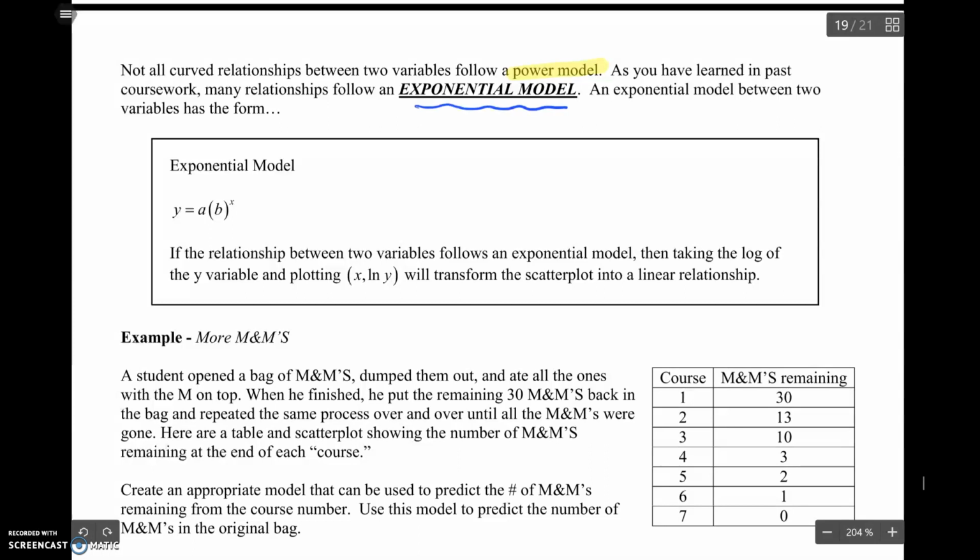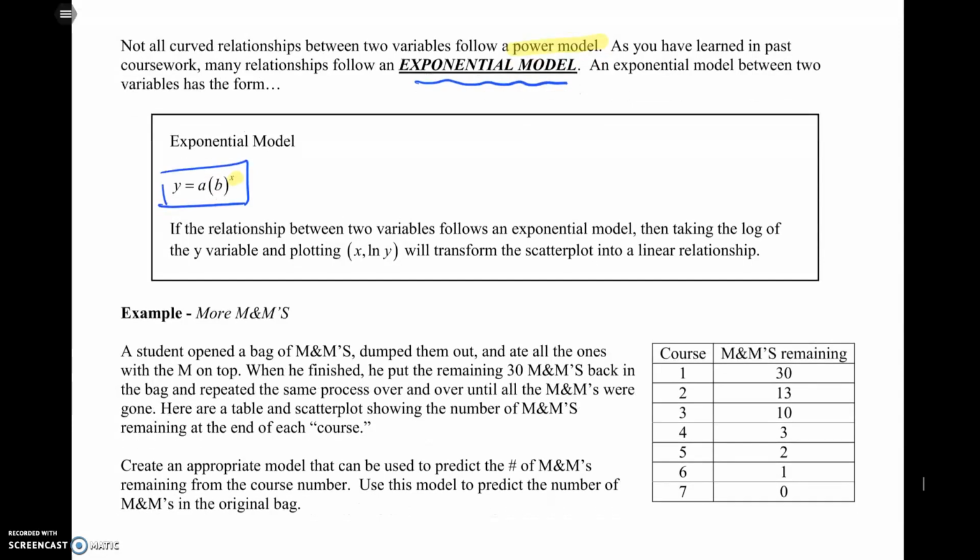You've heard of exponential growth before: population growth, money growing in an account, radioactive decay. Those are all exponential growth models or exponential decay models. An exponential model between two variables has this form, y equals a times b to the x power. The distinguishing feature here is that the variable is the exponent. That's what makes it an exponential model, whereas power models are like polynomials.